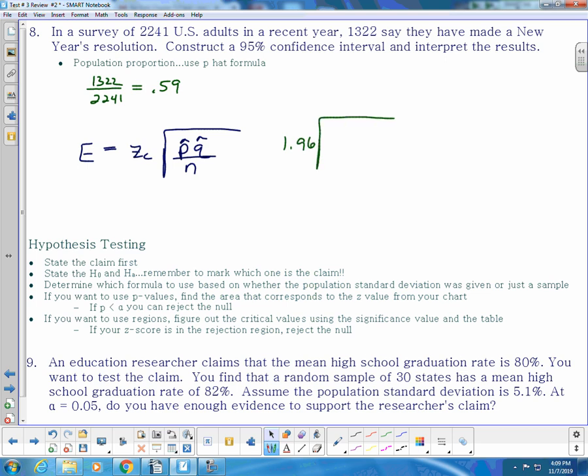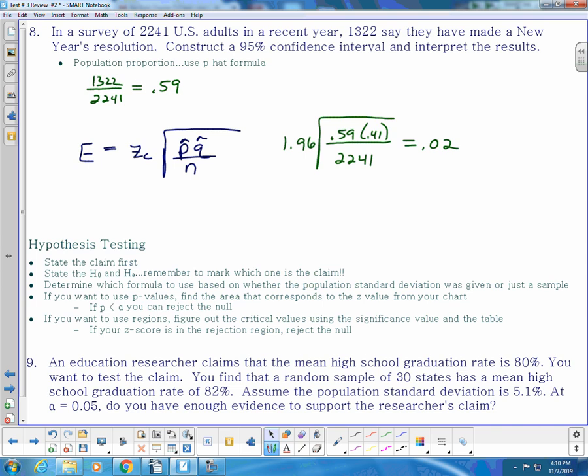times the square root of p-hat. Q-hat is the complement of that, which would be 0.41, divided by the sample size, which is the total, not just the ones that said they have made a New Year resolution. So it's got to be the total. So you get 0.02.